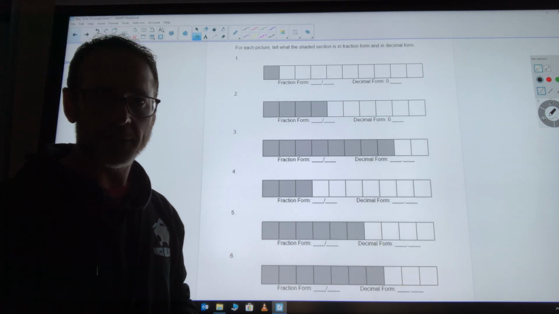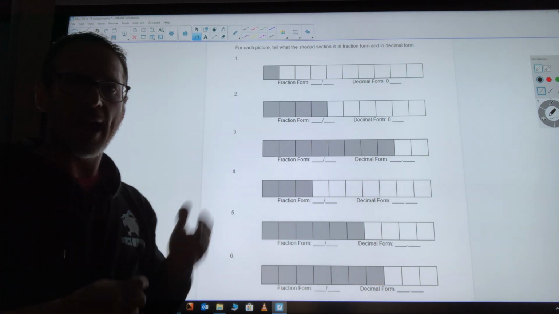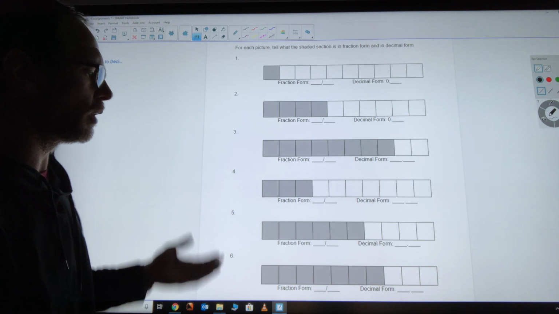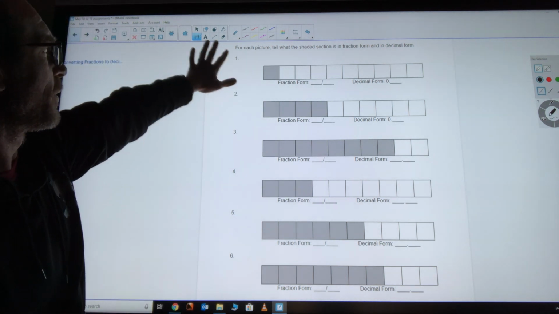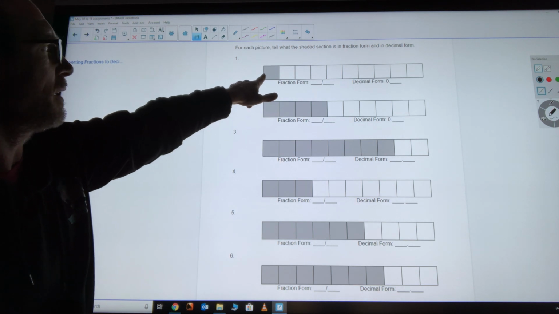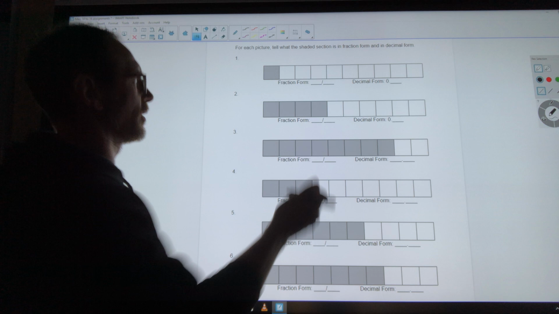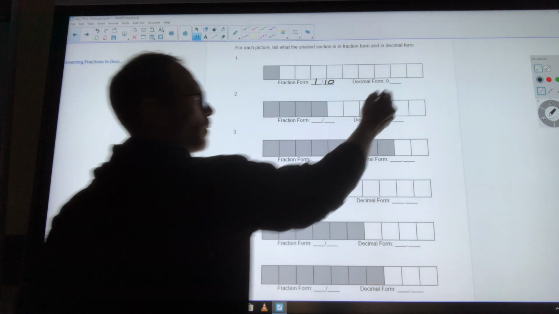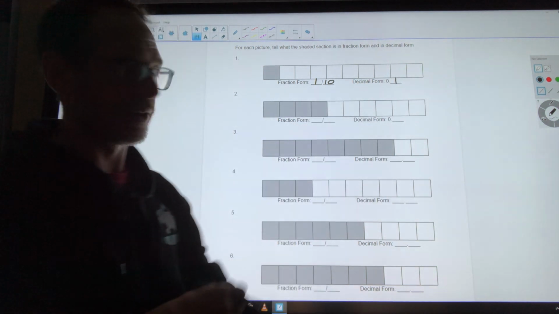So on my previous video, I showed you guys some examples of how fractions can be converted to decimals. I just want to review the work I wanted you guys to do for this. So the first one, as we can see, we have one part shaded in out of the 10 parts that are here. So we write that as 1/10. And in decimal form, we write that as 0.1. So I've actually given you the 0 on this one to get you started.